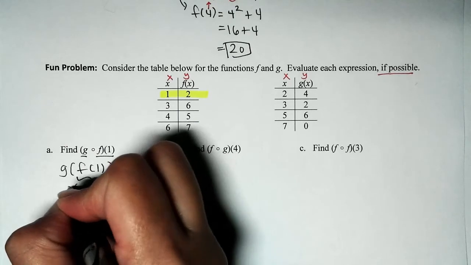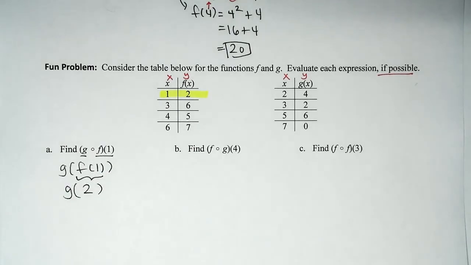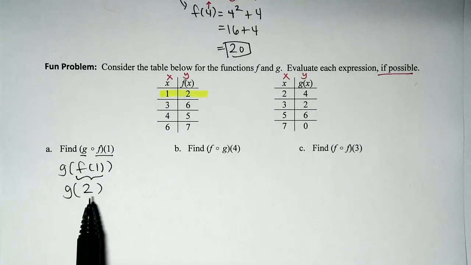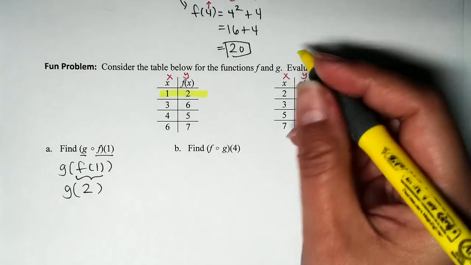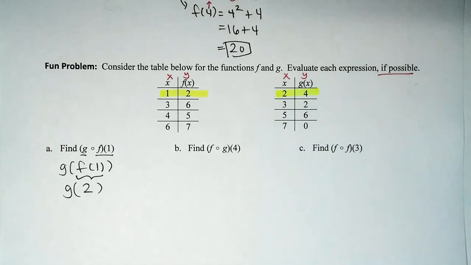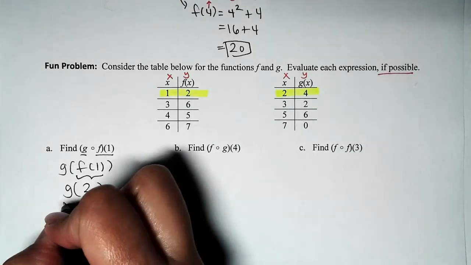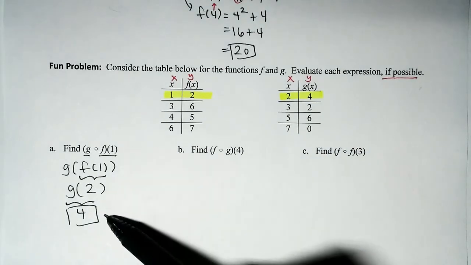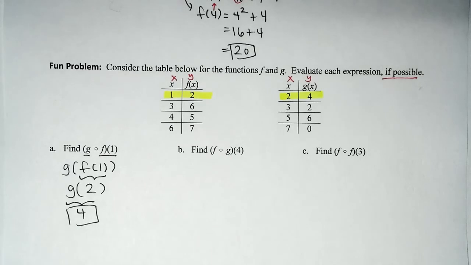But now the question is, what is g of 2? So we have to look at the table for function g. And when the input is 2, what is the output? The output is 4, sorry. So that will give us g of 2 equals 4. So the moral of this story, g of f of 1 simplifies to 4, or evaluates to 4. My mistake. Same difference.